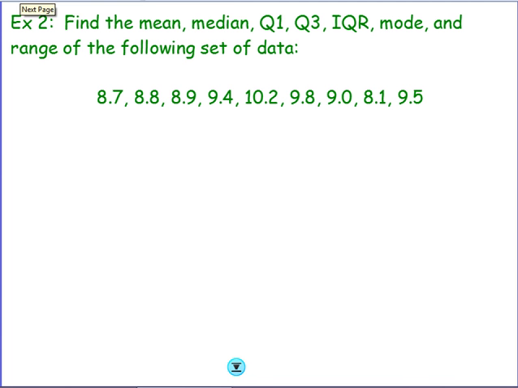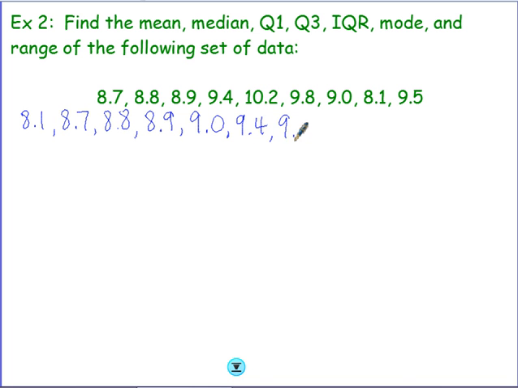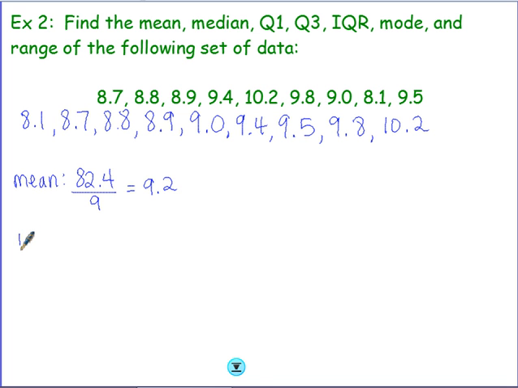Alrighty, so we are back to example 2. We're going to put these numbers in order from least to greatest. We are looking at 8.1, then 8.7, then 8.8, 8.9, 9.0, 9.4, 9.5, 9.8, and 10.2. So we're going to go through the same things that they asked us to find the first time. The mean, if you had added them all up, hopefully you got 82.4. You're dividing that by 9. Rounding, you get 9.2.